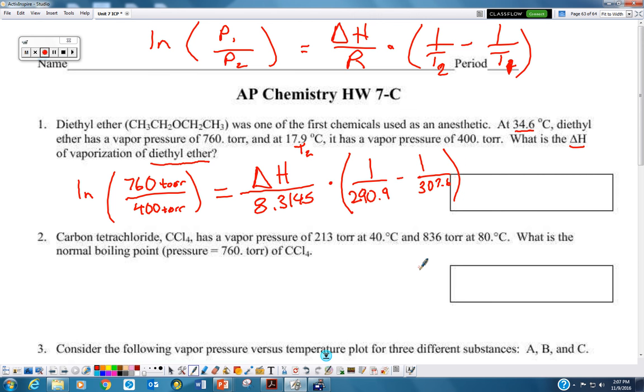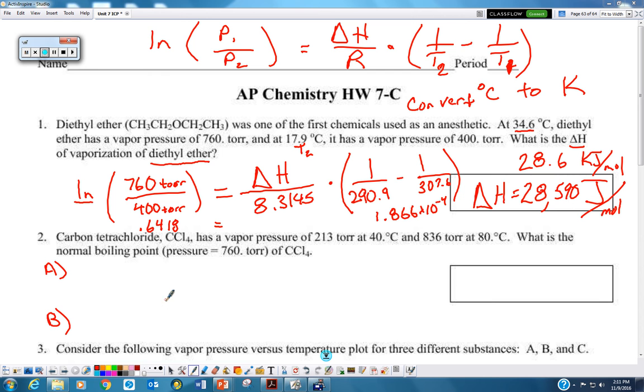All right, and then go ahead and solve for delta H. I'm going to have to set up a preface on this one that this is only for my students to use, because I made a lot of errors in this one.